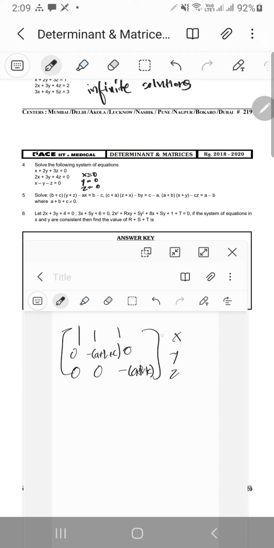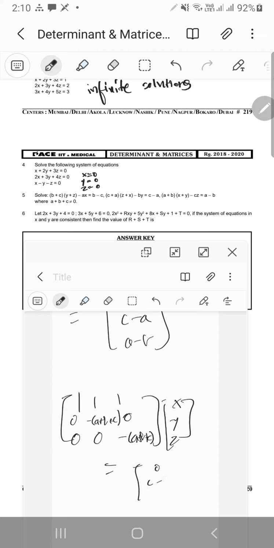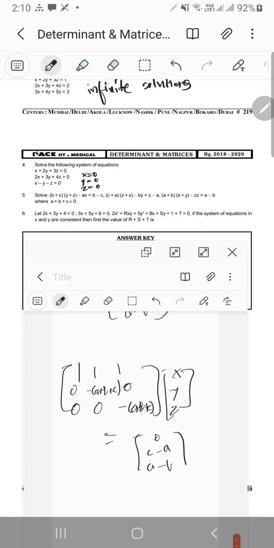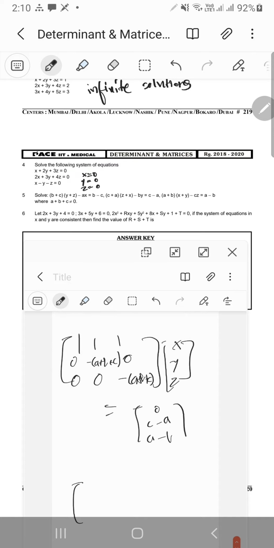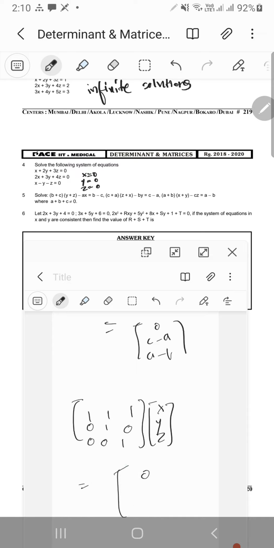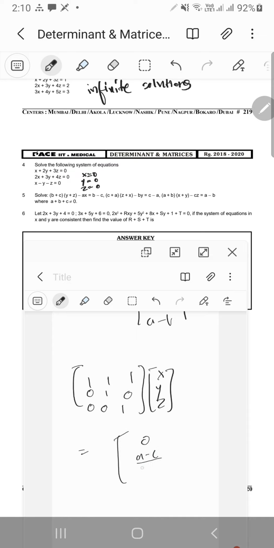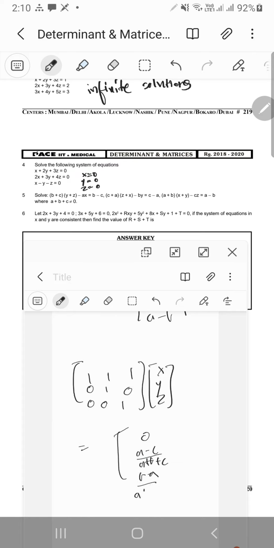xyz, that is this thing, 0, c minus a and a minus b. Now you can just take that negative out, hopefully we can do that. It will just be 1 1 1, 0 1 0, 0 0 1, xyz, equal to 0, a minus c upon a plus b plus c, and b minus a upon a plus b plus c.